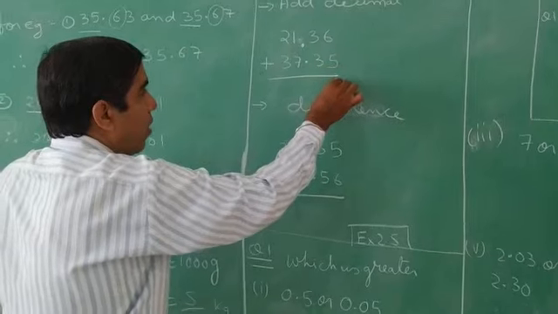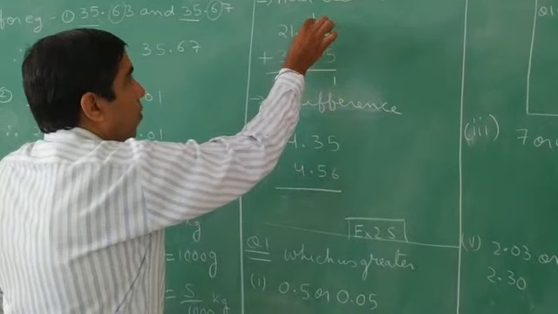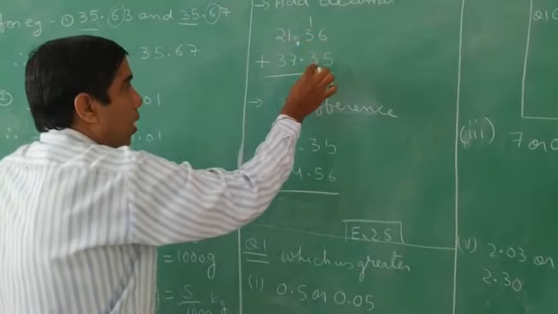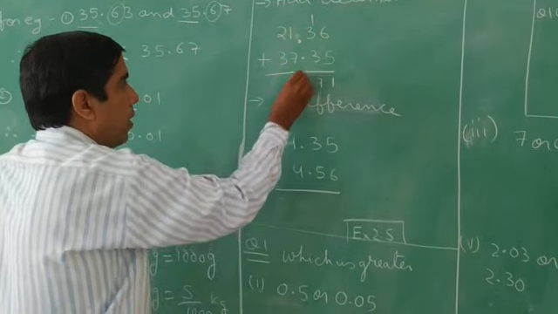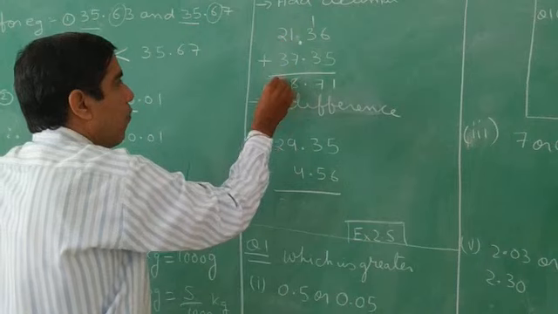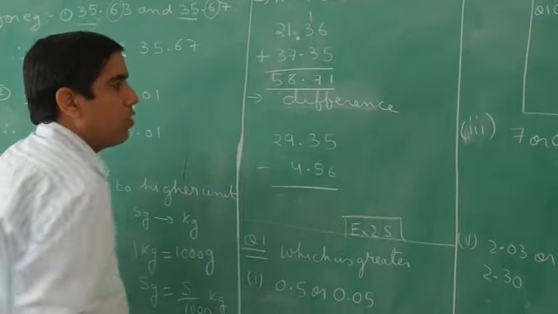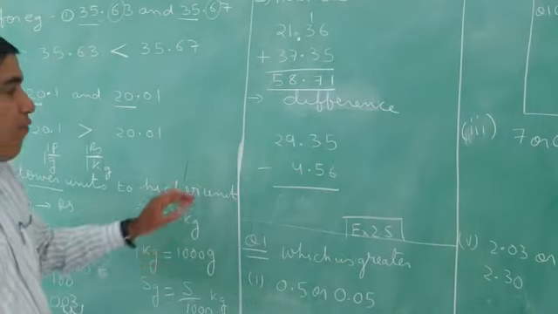Now I will do the addition. 6 plus 5 is 11, 1 carry. 1 plus 3 is 4, 4 plus 3 is 7. Right? Now 1 plus 7 is 8, and here 2 plus 3 is 5. 58.71 is the answer.